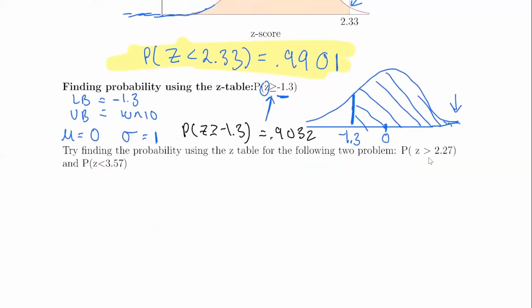Okay, so what I want you to do, I want you to try doing these next two problems. So try finding the probability for z is greater than 2.27, and go ahead and find the probability that z is less than 3.57. So go ahead and do that. Once you get the answer, you just type it into the chat, and I'll let you know if you got it right, or if you still need a little bit more work on it.